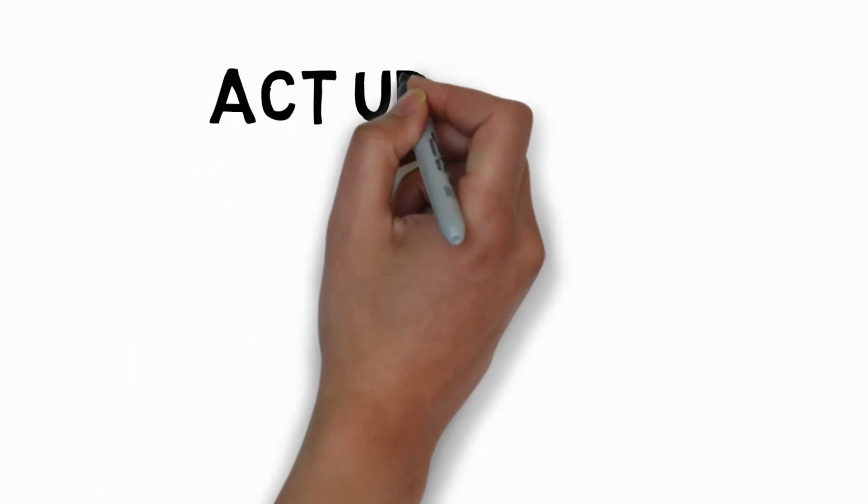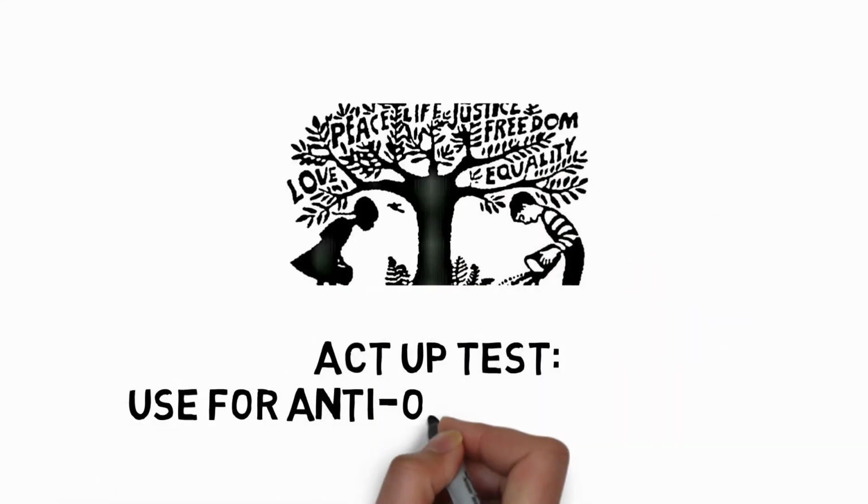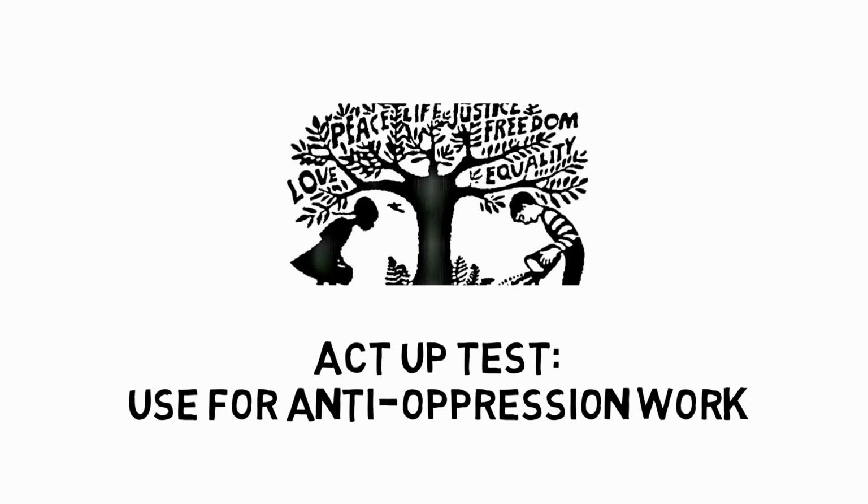The Act Up rubric is a way of applying these criteria to sources we find and might want to use for our academic work. Using the Act Up test and acting up is critical to pushing back against, that is, challenging and changing dominant narratives, stereotypes that marginalize certain social groups, and oppressive hierarchies of knowledge production. That is, ways of knowing and being that privilege one or more social groups over others. This is why using the Act Up test is an anti-oppressive practice.